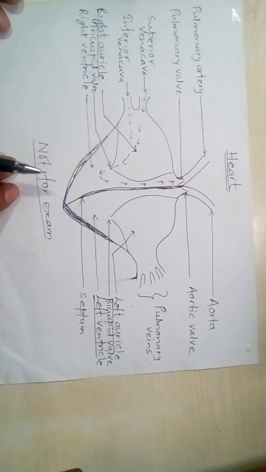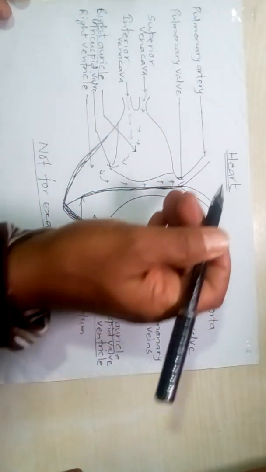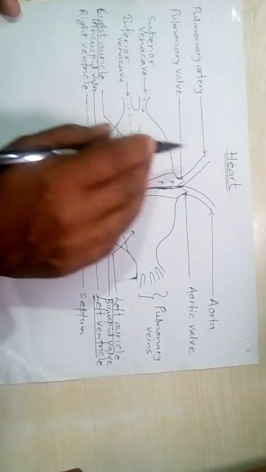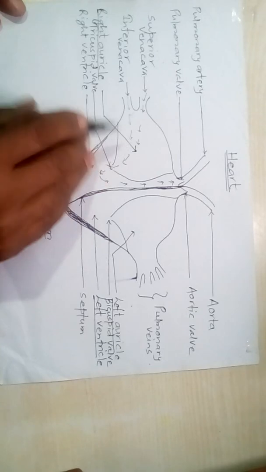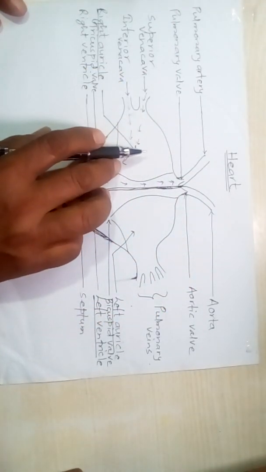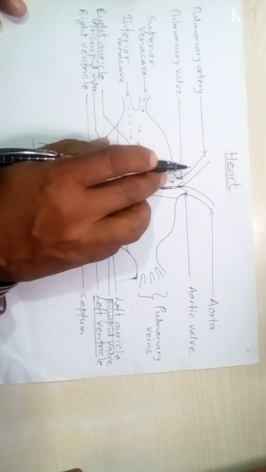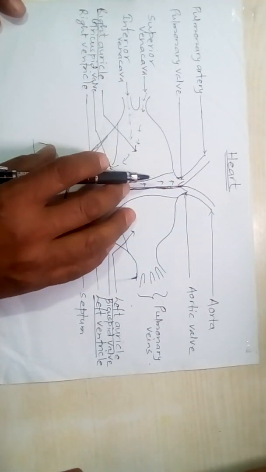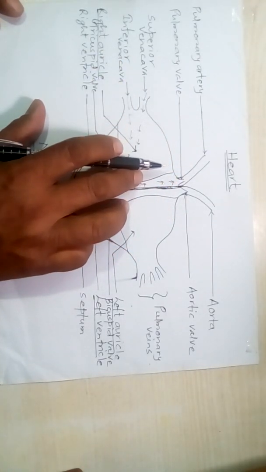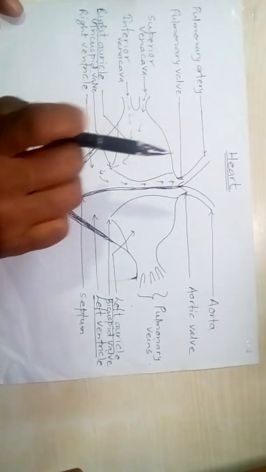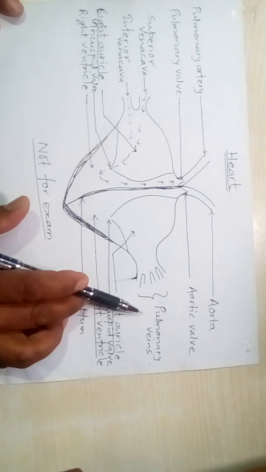And in the lungs, oxygen is taken into the blood and carbon dioxide contained in the deoxygenated blood is thrown out. There is exchange of gases in the lungs. Oxygen is taken into the blood and carbon dioxide is thrown out from the blood. Thus, the blood becomes oxygenated. And this oxygenated blood returns back to the heart through the pulmonary veins.